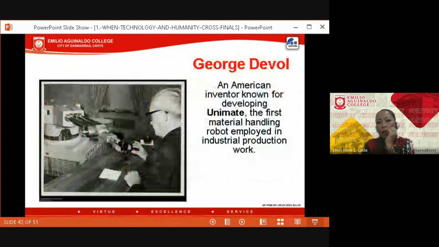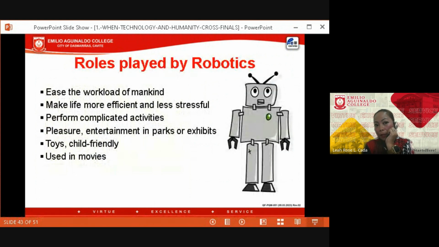Now, George Devol was an American inventor known for developing the Unimate. So the Unimate was the first material handling robot employed in the industrial production world. Okay? So ito lang yung unang task ng robot na ginagawa. And later on, it became even more complex. So what are the roles played by robotics in our society? So it usually eases the workload of mankind, so that we could do other things and make life more efficient and less stressful. It could also perform complicated activities, pleasure, entertainment, and parks and exhibits. It could also serve as toys, child-friendly as well, and it could also be used in movies.